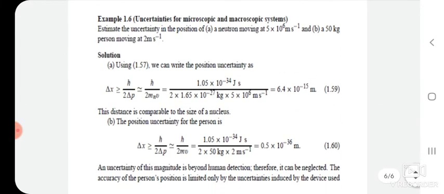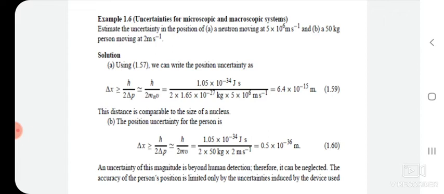Okay. Next, last problem. Estimate the uncertainty in the position of a neutron moving at 5 into 10 to the power of 6 meter per second and a 50 kg person moving with 2 meter per second. We have to find the uncertainty in the position.